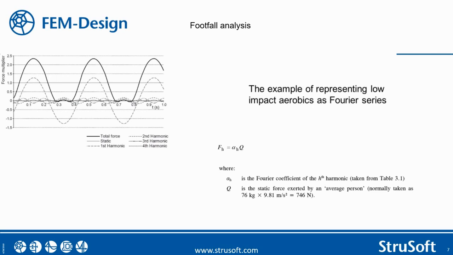To the right, we can see the amplitude of the harmonic force, denoted as Fh, equal to alpha h times q. Alpha h is the Fourier coefficient of the h harmonic, also known as dynamic load factor. And q is the static force exerted by an average person. For each harmonic, the amplitude of dynamic force is expressed as a fraction of a person's static weight.